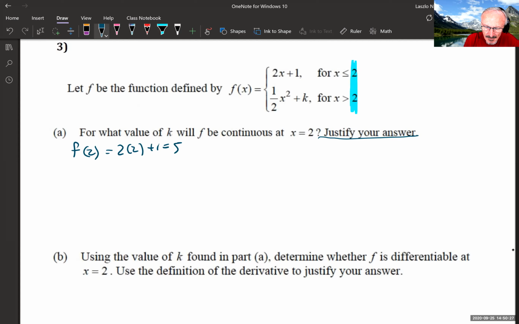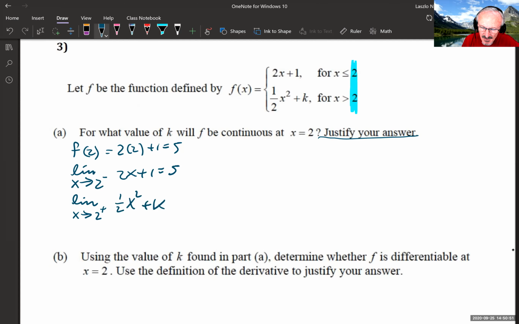We also need to find the left-hand limit, so limit as x approaches 2 from the left of 2x plus 1 is equal to 5. We also need the right-hand limit. And again, we need to show the work just about exactly the way I'm showing here. Let's see, 1/2 x squared plus k. And let's see, this ends up being 4, okay, 2 plus k.